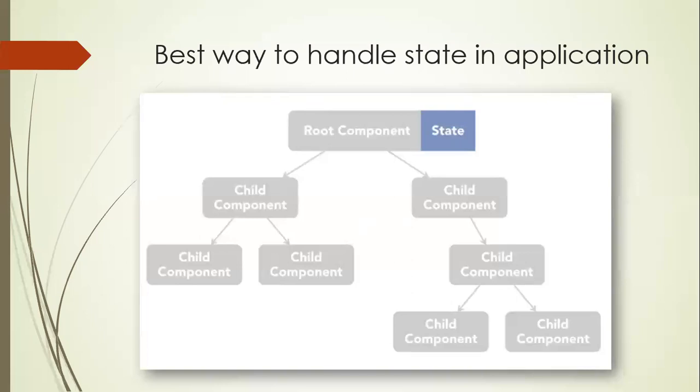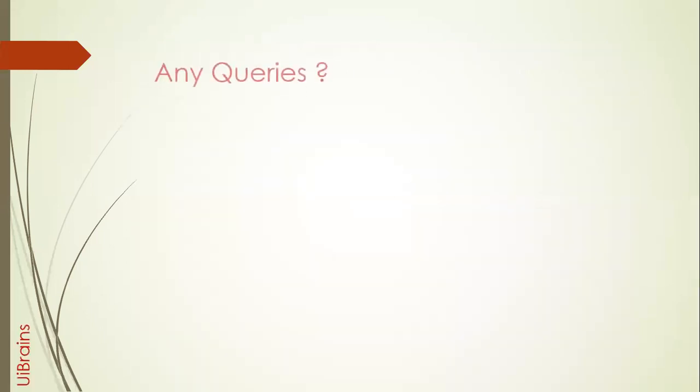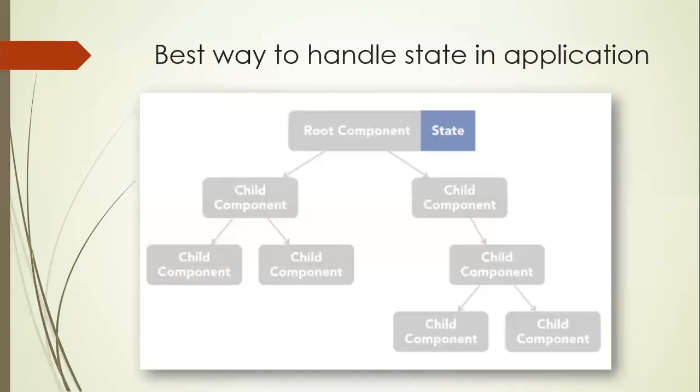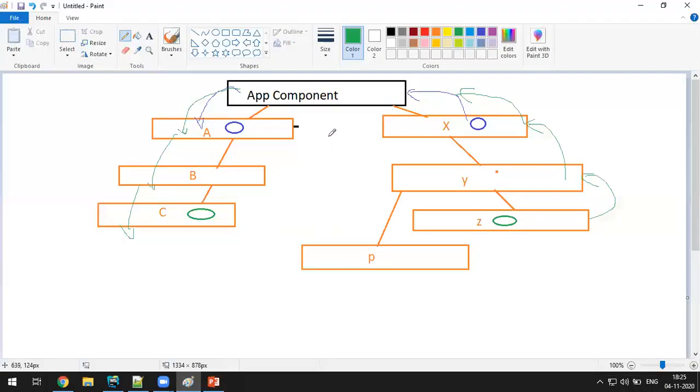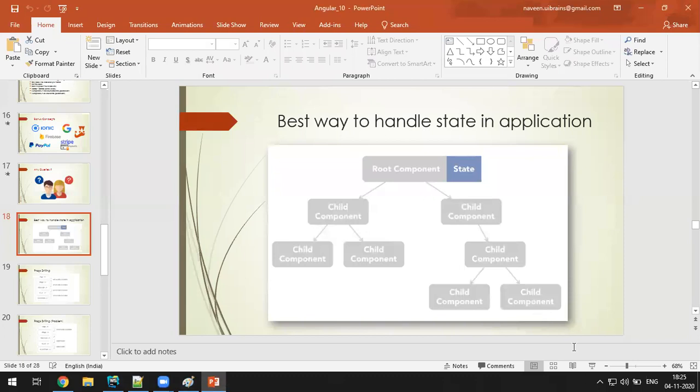See here. Now tell me, what is the best way to handle the state in your application? We have seen the problem case, right? If you keep the state at every component level, sharing is difficult. You have to send to parent, parent to child, which is difficult. So what is the best solution? Shall I maintain data at every component level, or in the parent level app component? We understand the problem, and we'll discuss the solution also.